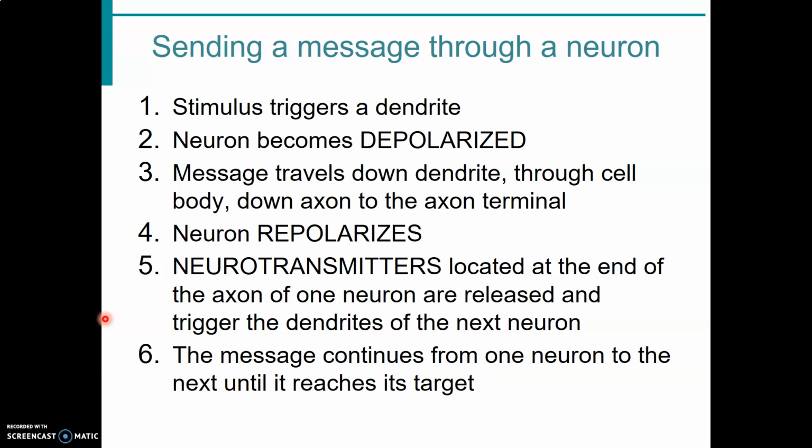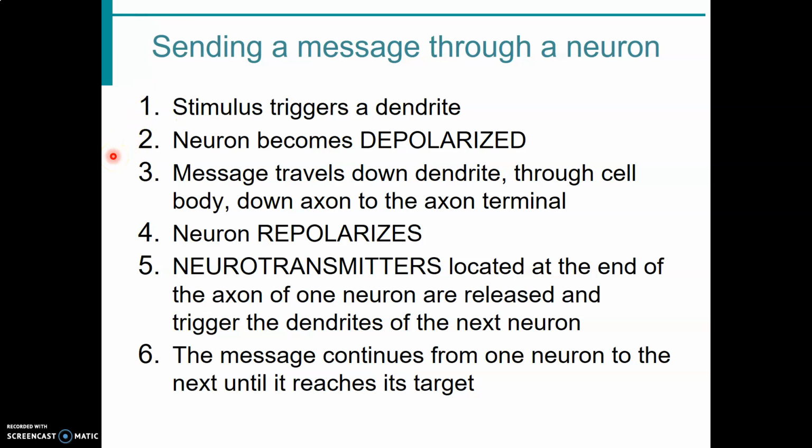All right. So how exactly does a message propagate through a neuron? How do we receive these sensory messages from, say, our eyes to our brains? This actually happens in the neurons through what's called an action potential. And you can see these steps of an action potential broken down into the six numbered steps below.